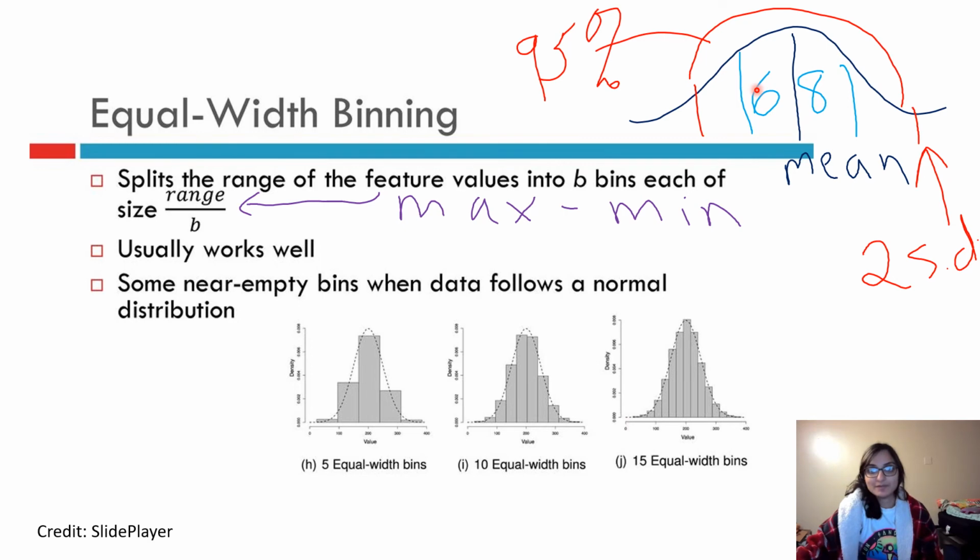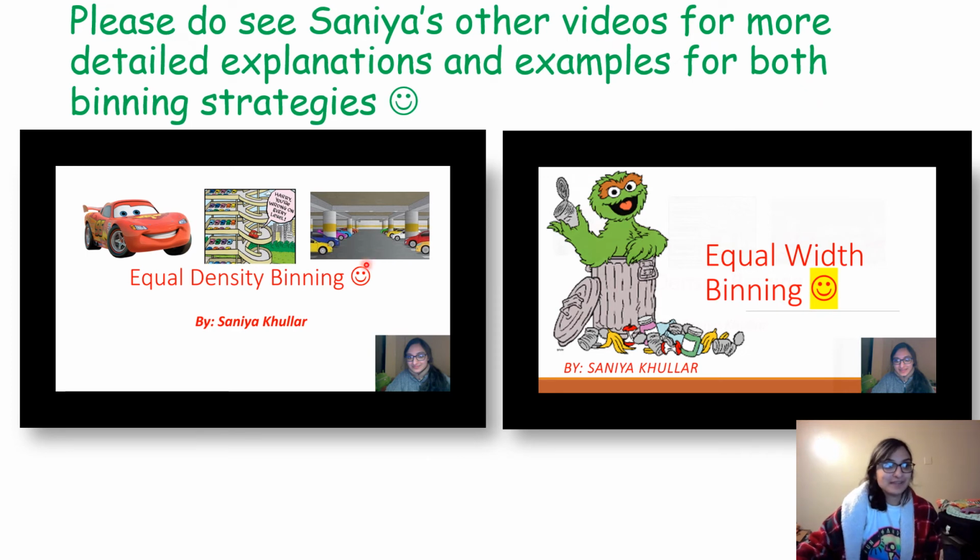And this is a normal bell-shaped curve, and that's what happens if the data looks something like this, where most of it is within two standard deviations of the mean, which has 95% of the data. So this is just some concepts for equal width and equal density binning. So yes, there are trade-offs basically.